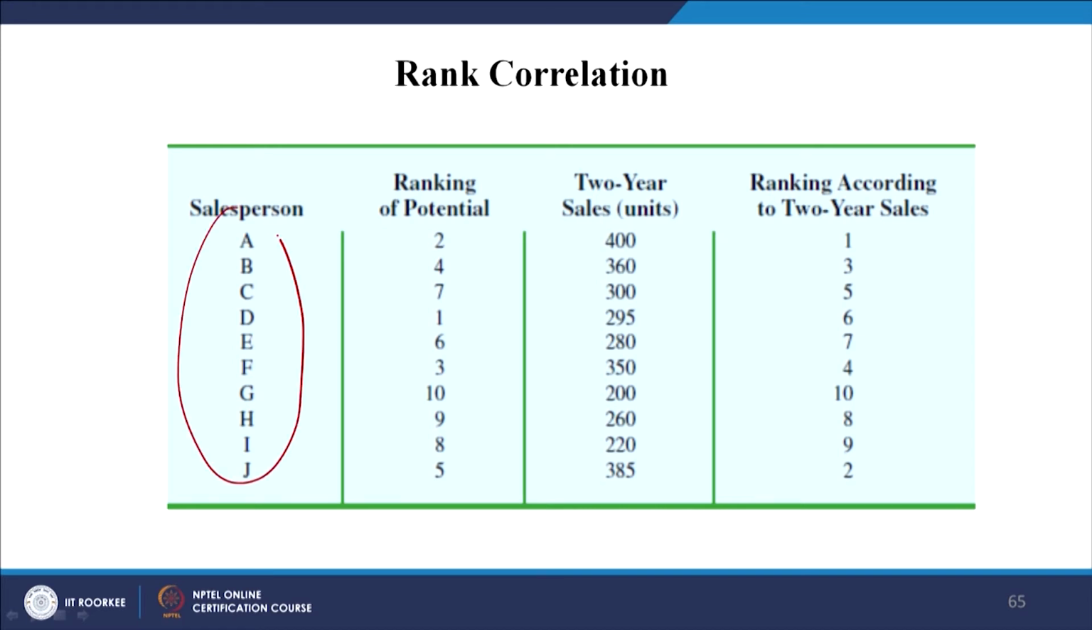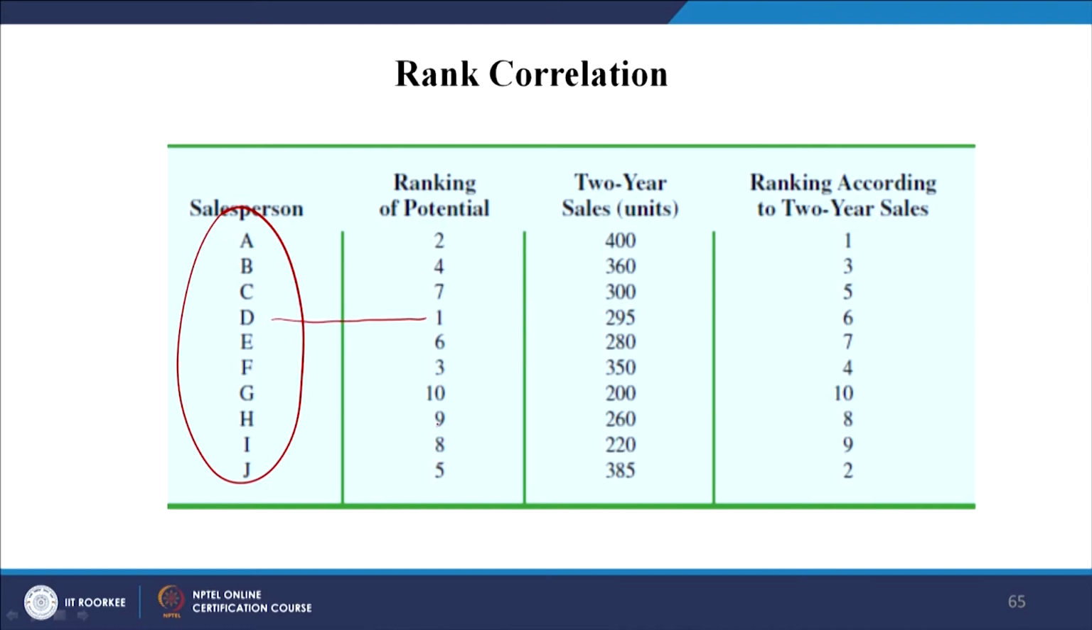So, 10 people are there, right, and the ranking as per their potential is: D was given the first rank, second rank was given to A, right, third rank was given to F, fourth rank was given to B, fifth rank was given to J, and so on, till the last rank was given to G. Okay. After 2 years the sales data was taken and then there was again a ranking done. So, this time the first rank has been given to A, right, who earlier as per potential had got the second rank, right.